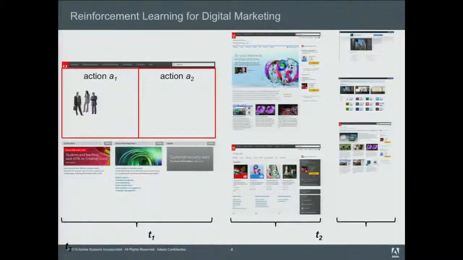The big question now is, can we reach the goal of optimizing for a lifetime value of a visitor by taking the data from a very fine granular level? And yes, that's possible. Therefore, we can employ reinforcement learning algorithms.